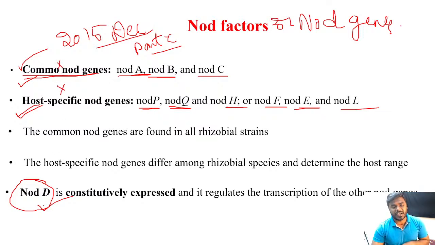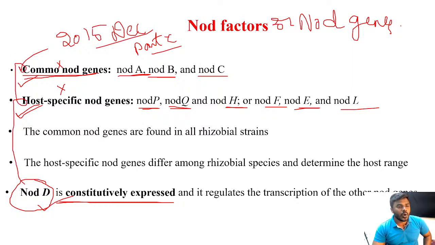First, this has to be expressed. And what do you call it? We call nodD a constitutively expressed gene. My friends, what do you mean by constitutively expressed? Constitutively expressed means continuously expressed. NodD is present in my body. I am a bacteria, and in my body nodD is present. Whatever the condition may be, that nodD gene has to be expressed continuously. Only when nodD is expressing continuously can it express the host specific genes and common nod genes.